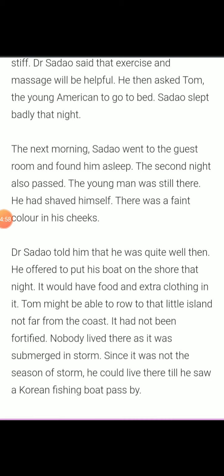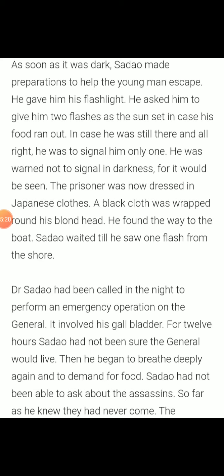As soon as it was dark, Sadao made preparations to help the young man escape. He also gave him a flashlight. He asked him to give two flashes as the sun set in case his food ran out. In case he was still there and all right, he was to signal him only once. He was warned not to signal in darkness, for it would be seen.